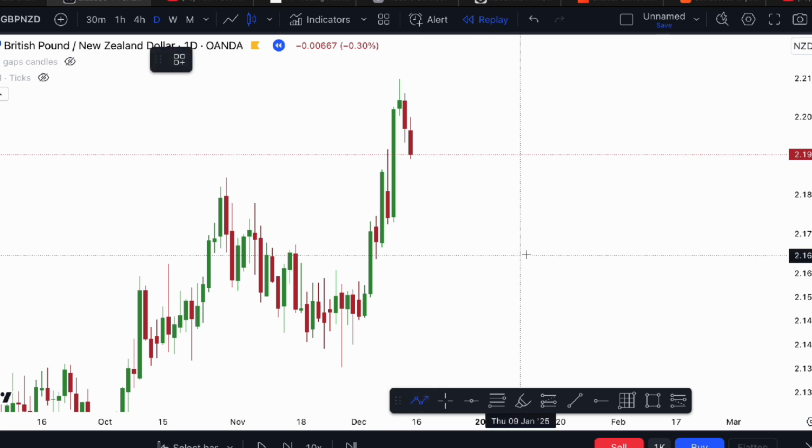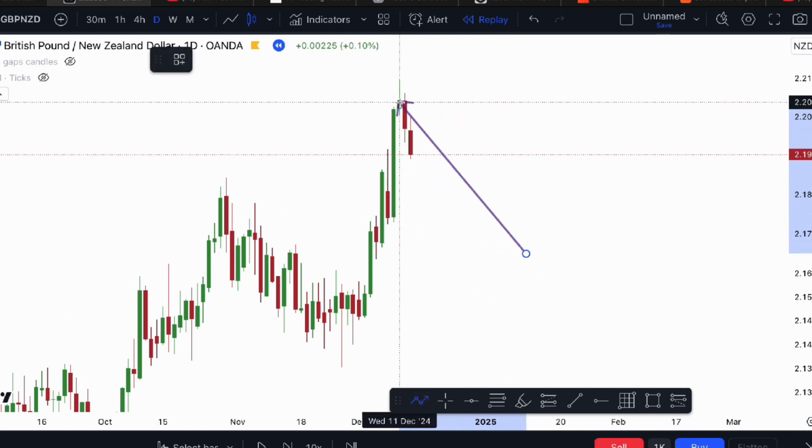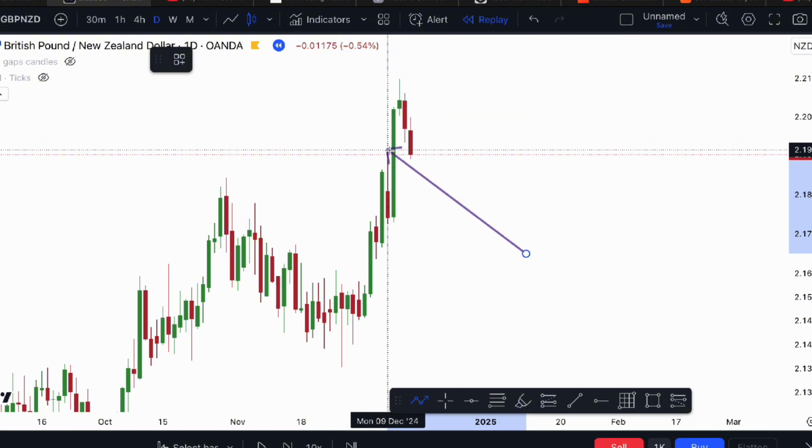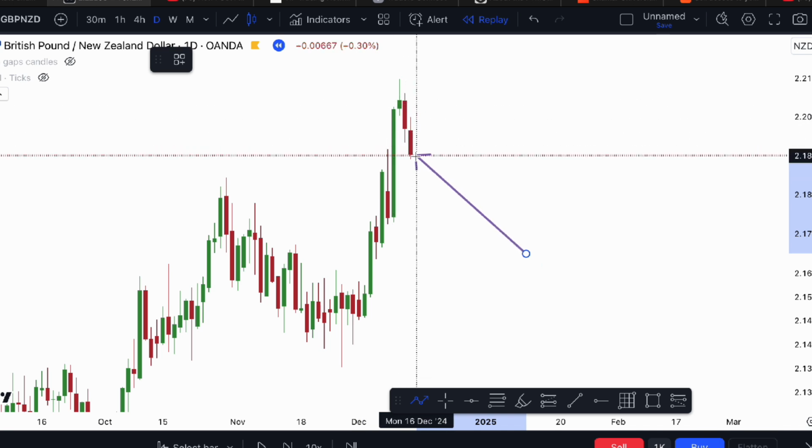Then we identify our impulse. You can see this impulse, all one color, breaking and closing above the highest point of the previous structure, followed by a retracement of minimum 2 daily candles, which is also all one color.